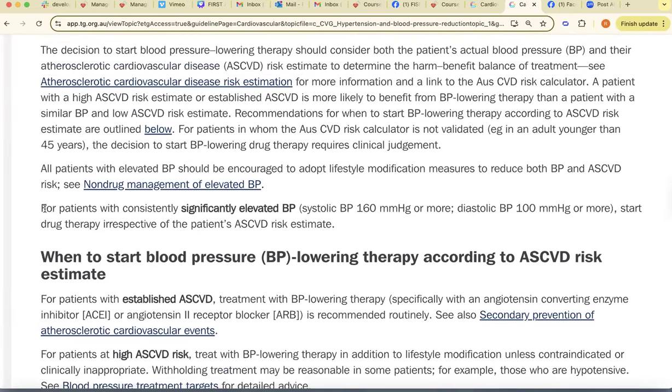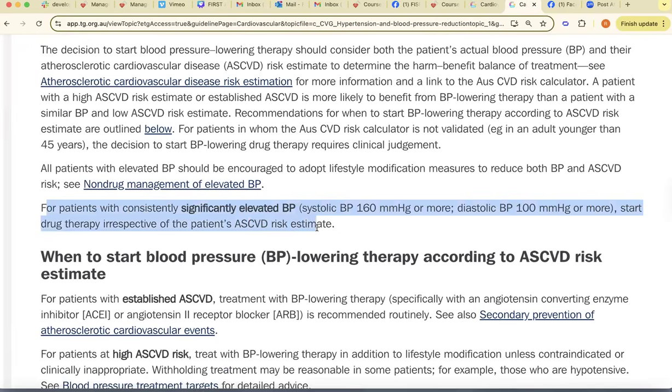You can also see that for a patient with consistently, significantly elevated BP, which means their blood pressure is consistently above 160 or above 100, start drug treatment irrespective of the patient's risk estimation. Definitely lifestyle modification will come into place, but this becomes moderate hypertension. If it is persistent, meaning they have tried lifestyle modification and it did not work, that is persistently or consistently elevated BP. For them, we will start treatment.